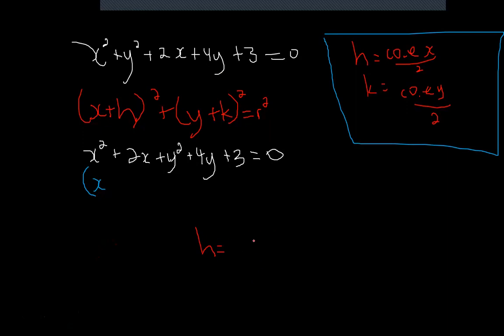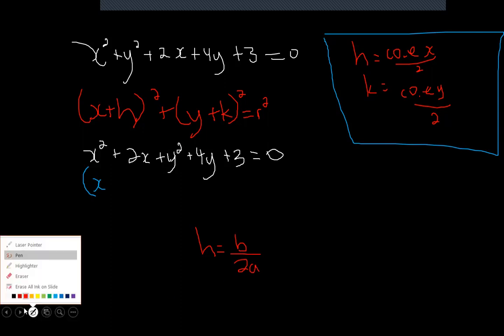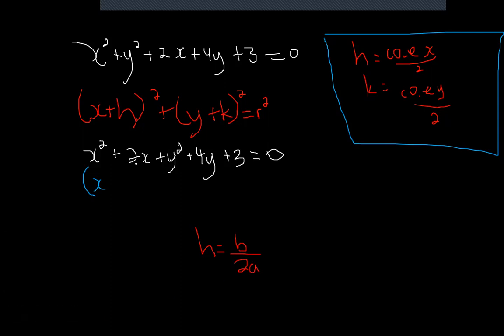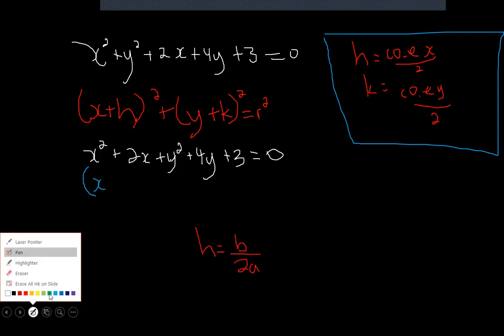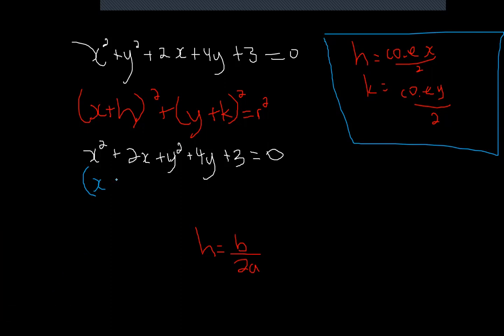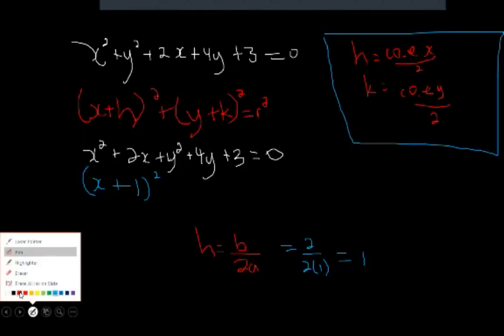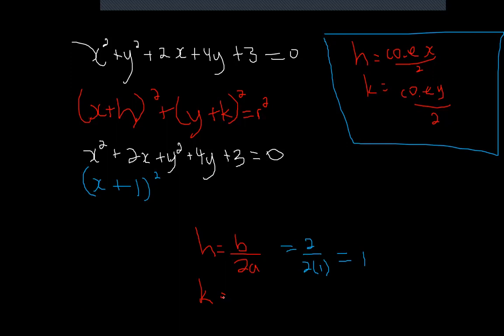So remember, when completing the square, h is equal to b on 2a. In this case, b is 2 and a is 1. So that is 2 on 2 times a, which is 1, squared. Next thing we want to do is find k. K is equal to c on a. We did this already.